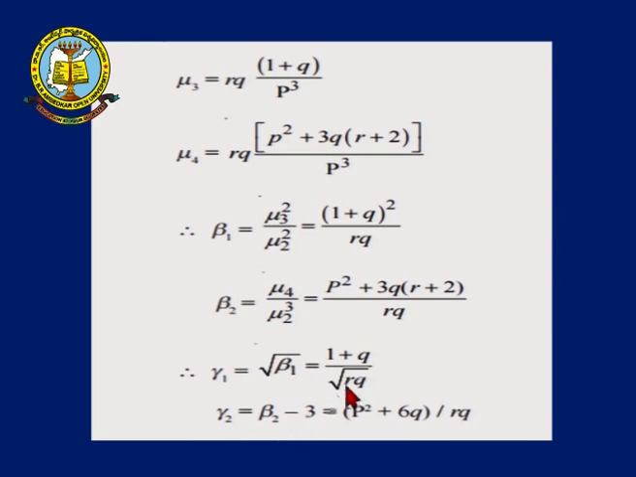What is the beta 2 value? We know that beta 2 is P square plus 3Q of R plus 2 divided by RQ. So, that value minus 3 is equal to P square plus 6Q divided by RQ, that is the gamma 2 value. Now, are you clear on this? Beta 1 is equal to 1 plus Q whole square by RQ, beta 2 is equal to P square plus 3Q of R plus 2 by RQ, and gamma 1 is equal to 1 plus Q divided by the square root of RQ. Gamma 2 is equal to P square plus 6Q divided by RQ.